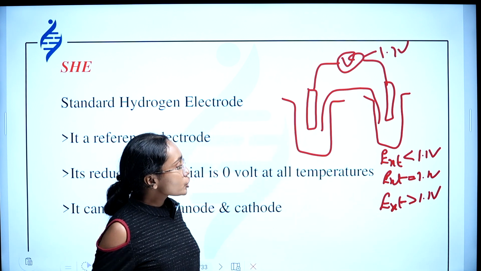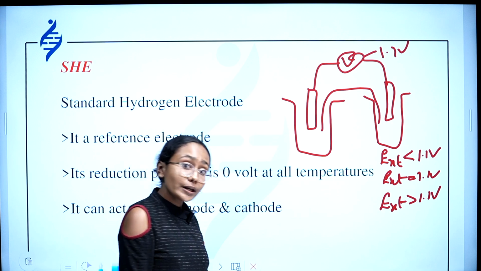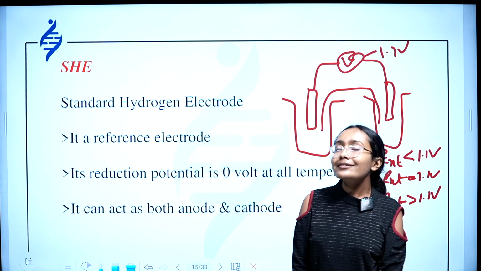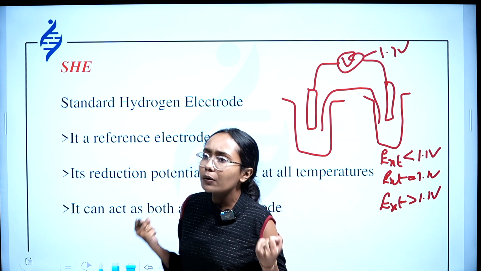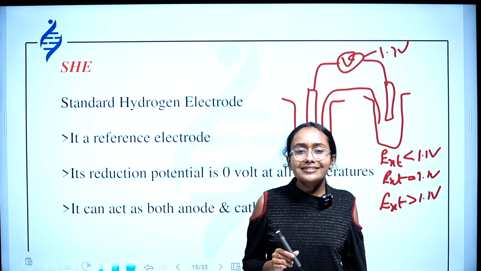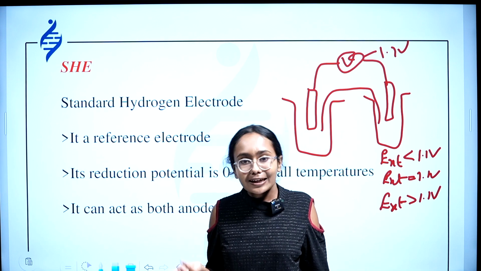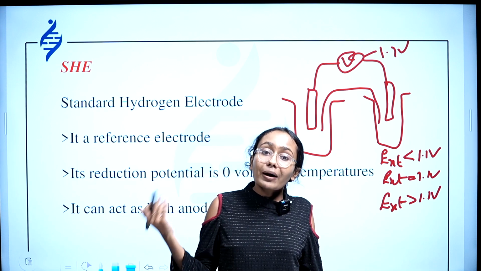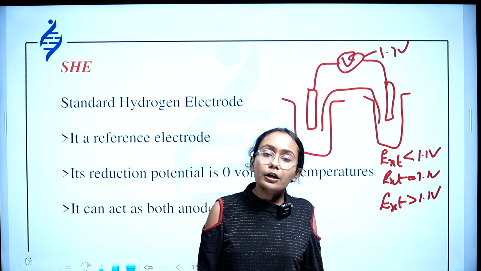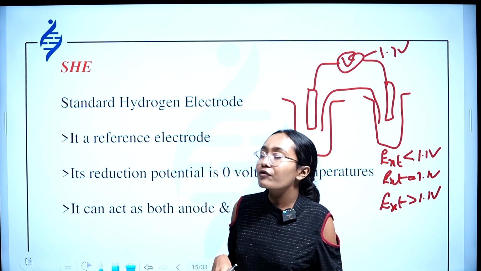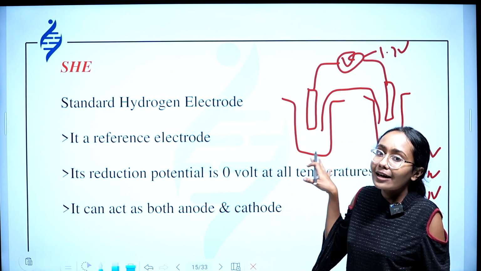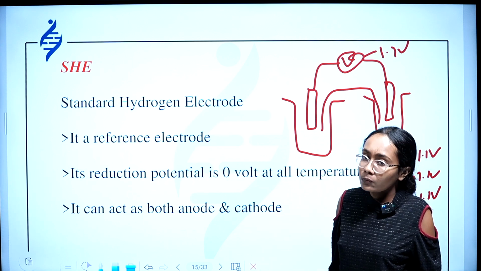Now the third condition: when the external potential is greater than 1.1 volt, what will happen? Think. When it was less than 1.1 volt, nothing happened to the system, right? It worked as before. But when the external potential is greater than 1.1 volt, the system won't work as before. It will work in a condition opposite to when the applied potential was less than 1.1 volt.